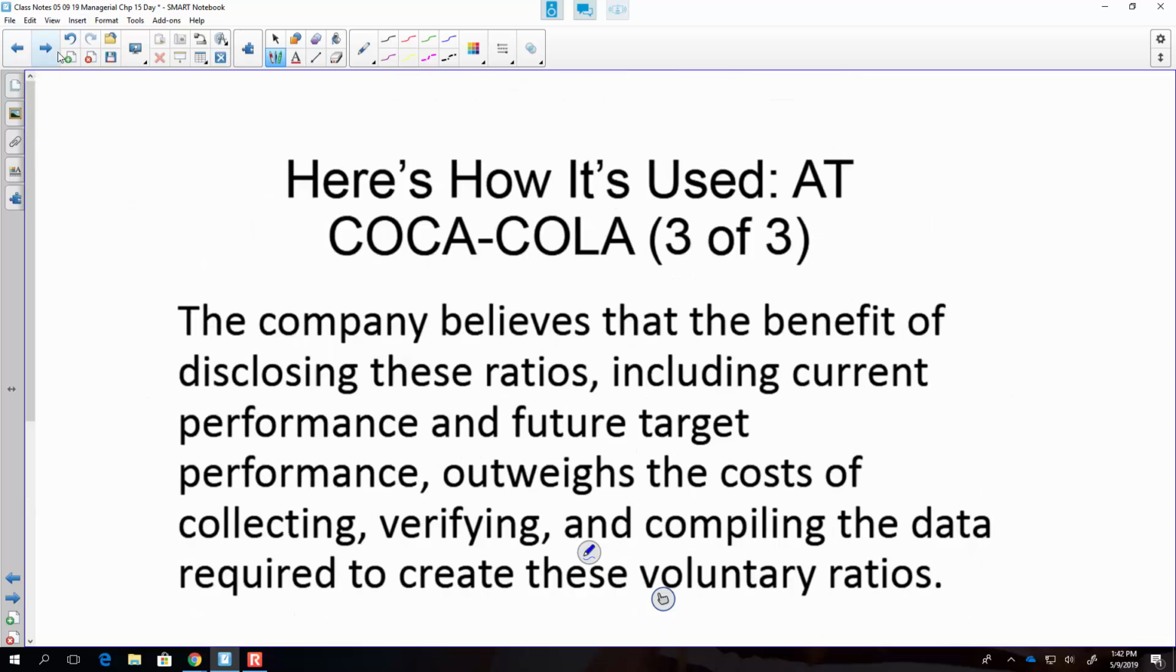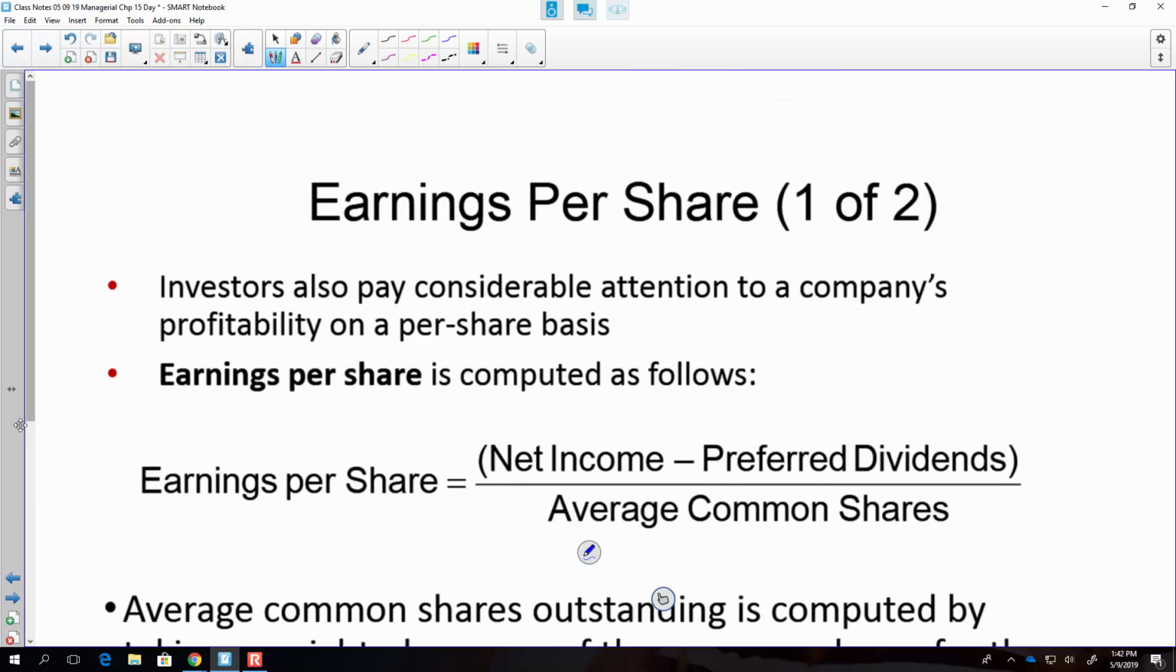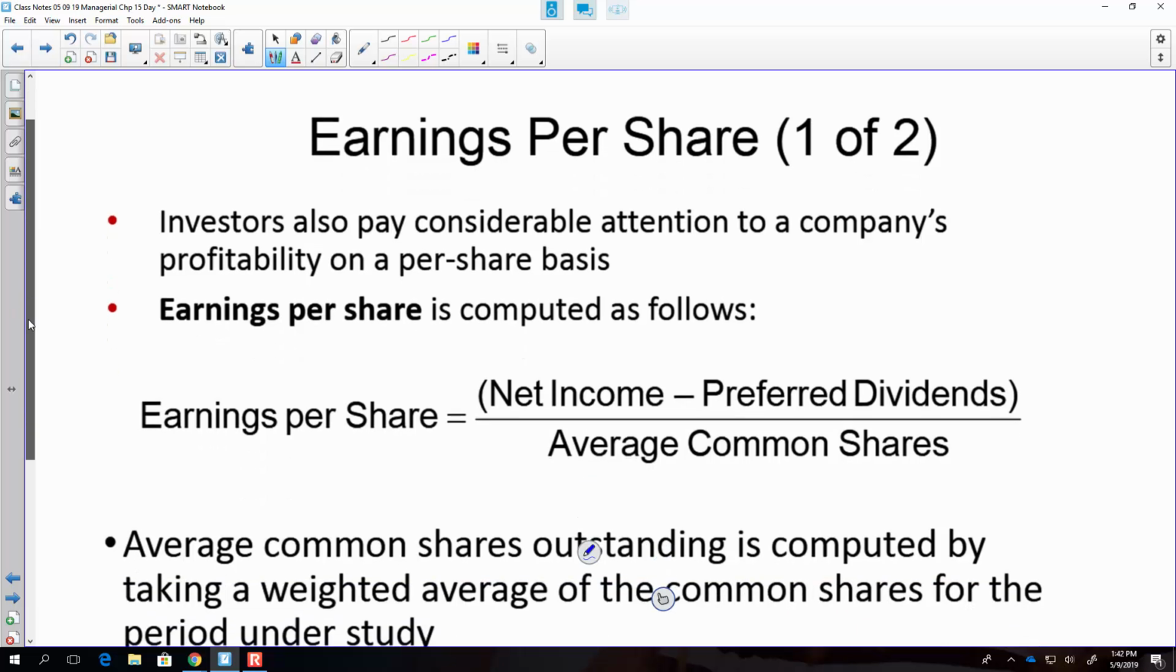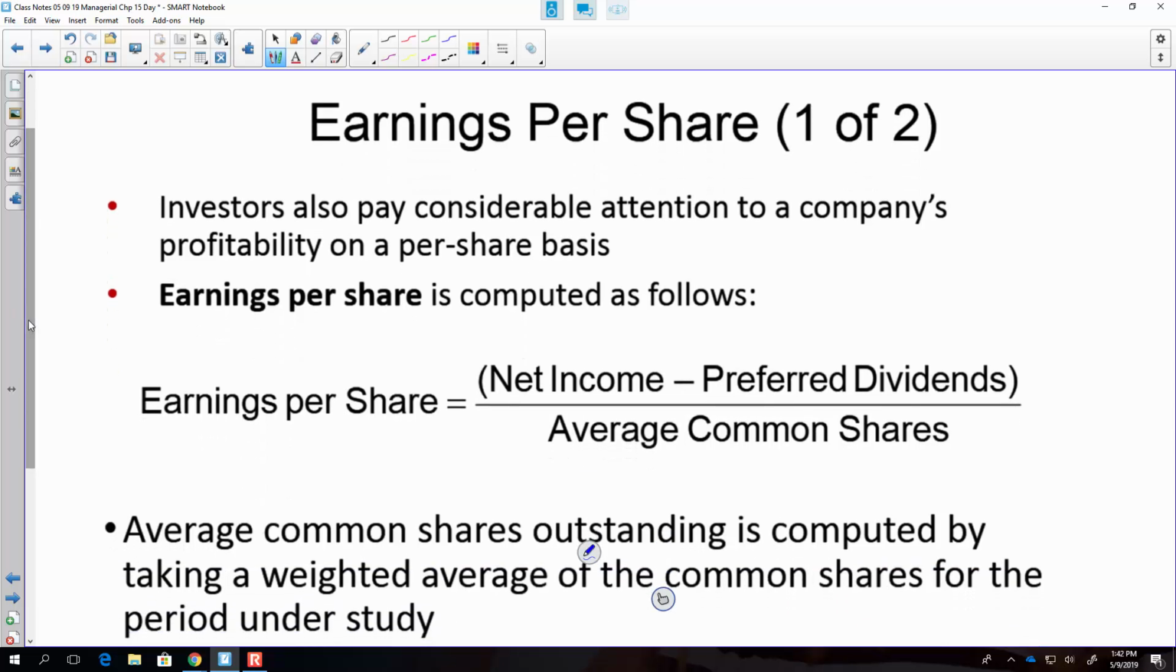Our next profitability computation then is earnings per share. It is the most popular of them all. And how do we compute it? It's similar to our return on shareholders' equity. The only difference here now is our denominator changes to number of shares outstanding, right? And you probably came across this in intermediate, maybe accounting 2, had some of these same computations.